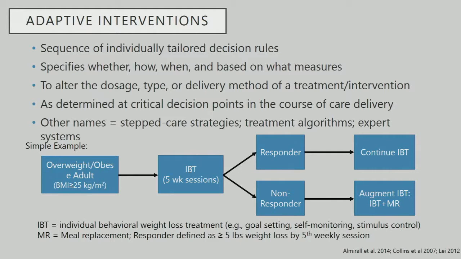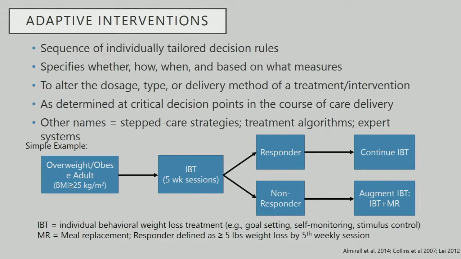So an example is the simple example here. This is an intervention for weight loss, and your initial step is to enroll patients in the treatment and get 5 sessions of individualized behavioral therapy for weight loss, and then at some point make a determination about whether they're responding to that or not responding to that. And you can pre-specify a goal of, let's say, 5 pounds of weight loss, and if they lose more than 5 pounds, then they're a responder and you can continue the treatment, or if they don't, then they're a non-responder and you can choose to augment that with another type of therapy like meal replacement therapy.